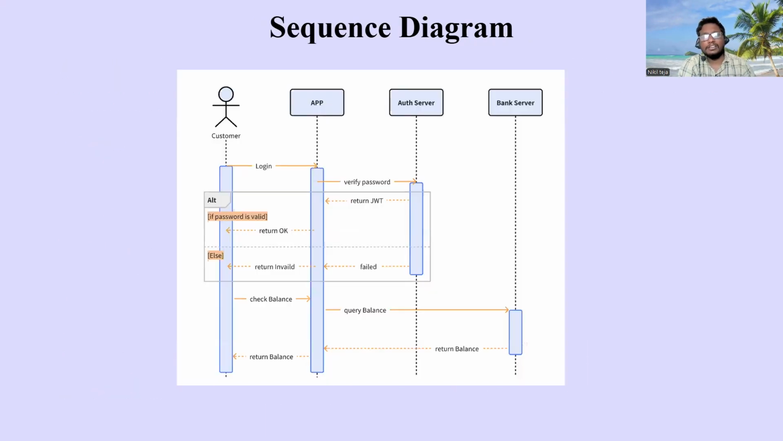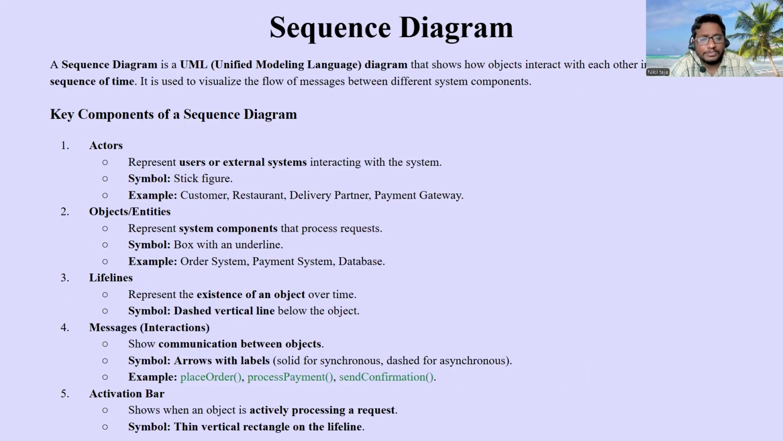Next is the sequence diagram. A sequence diagram is a UML, Unified Modeling Language, diagram that shows how objects interact with each other in a particular sequence of time. As simple as that, right? You can understand. It's a UML diagram that shows how two objects are interacting with each other in a particular sequence of time. It is used to visualize the flow of messages between different system components. So as simple as that, you can understand by reading the lines.